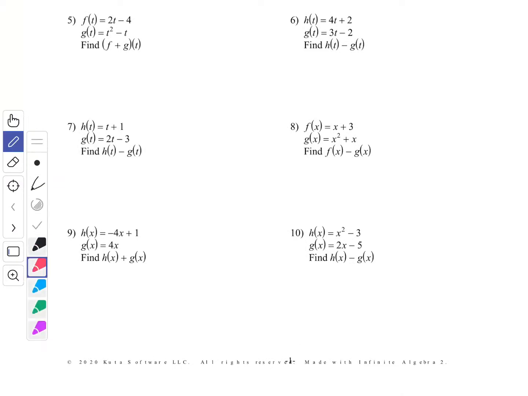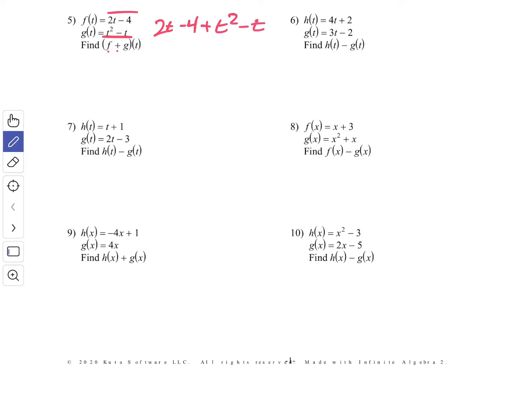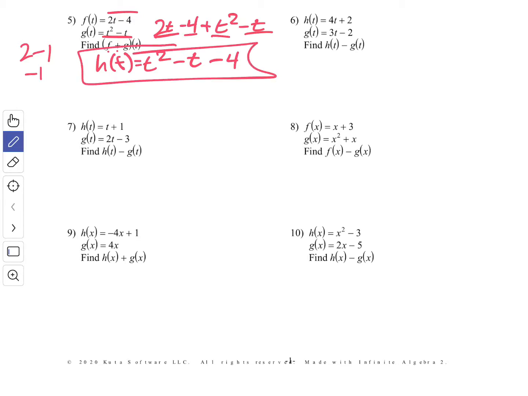So let's just keep on working. So f, 2t plus 4 minus 4, plus, in this case, t squared minus t. Now t squared doesn't have any like terms, so I go t squared. 2t minus t would be, 2 minus 1 is negative 1 or just minus t, then minus 4. And that is my new function, which we can just call h of t or anything you really want to, okay?